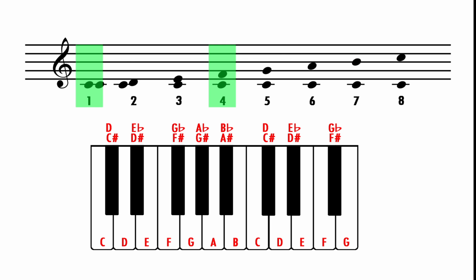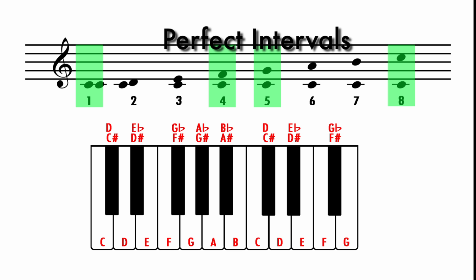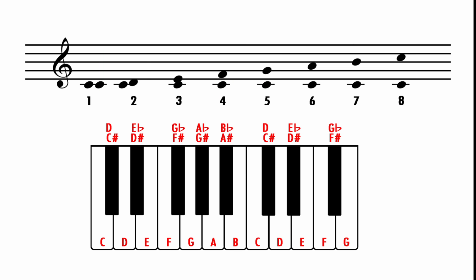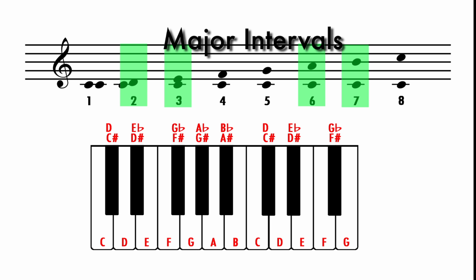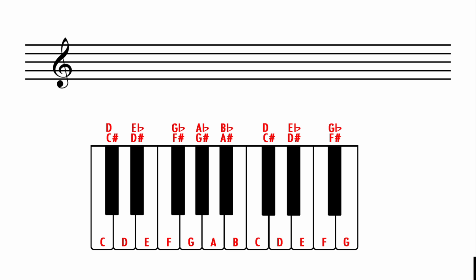Intervals 1, 4, 5, and 8 are better known as perfect intervals, while intervals 2, 3, 6, and 7 are called major intervals. Let's say we have two notes, F and B flat above it. First, we're going to count the note names to determine the interval. F, G, A, B. That's 4. So we know this is a fourth.